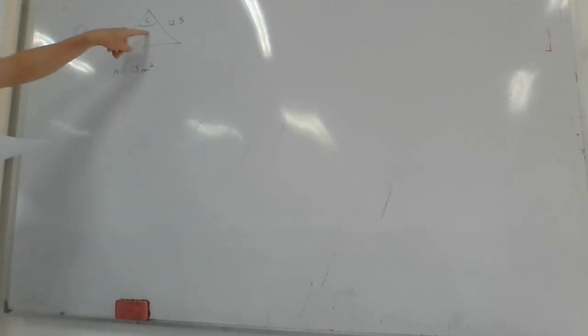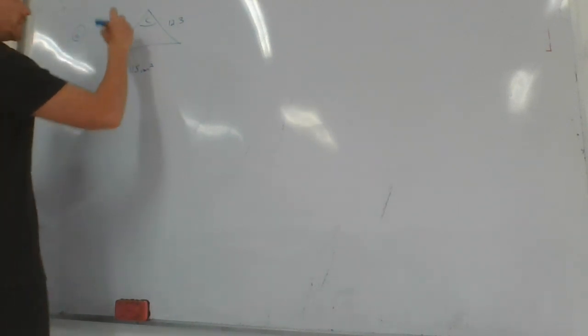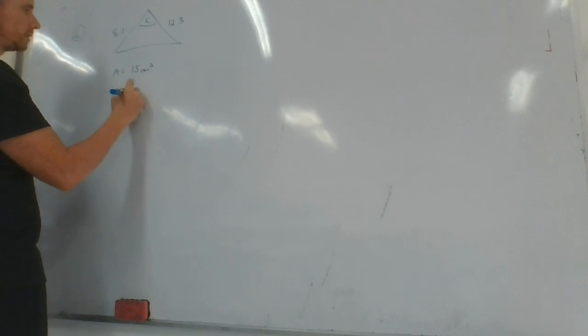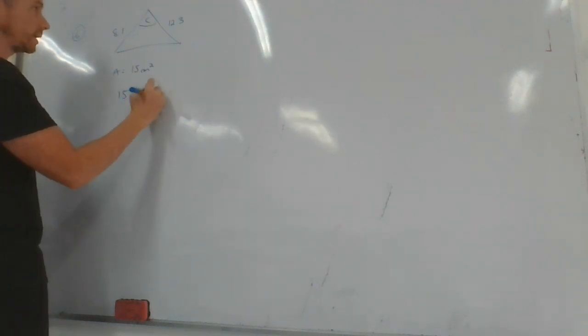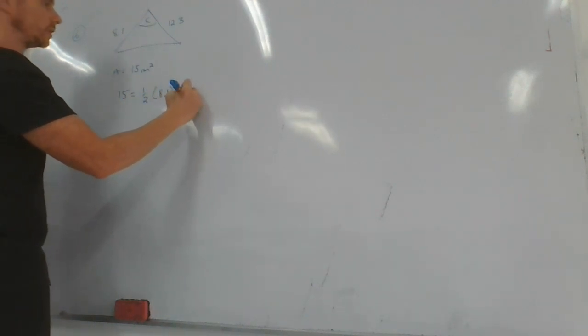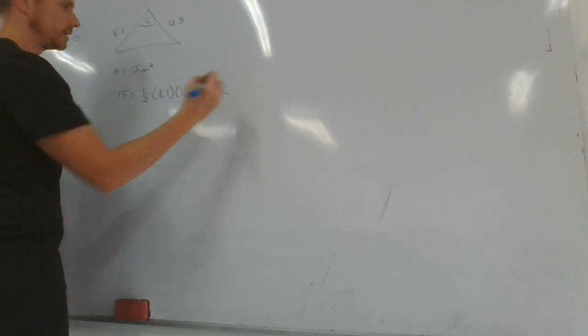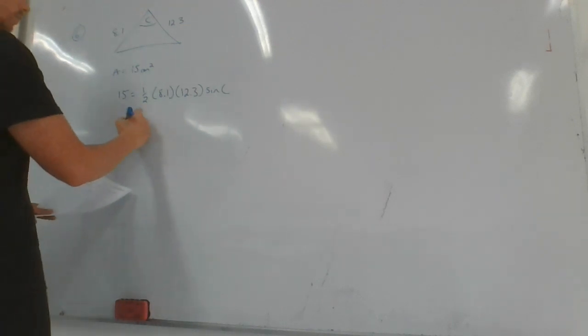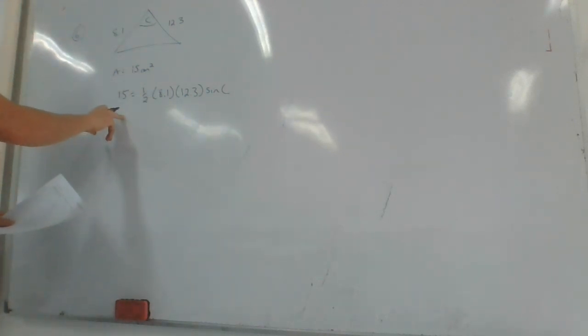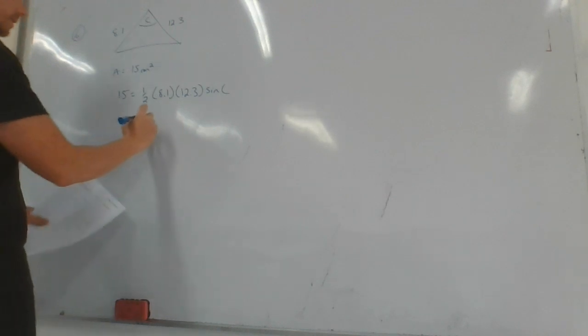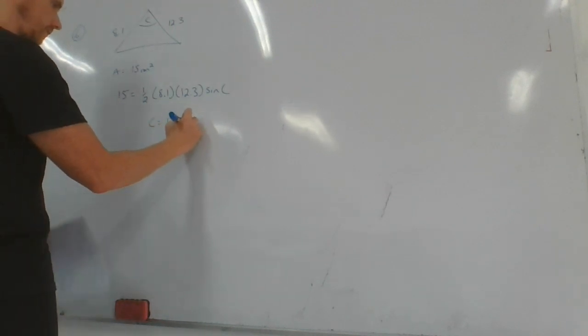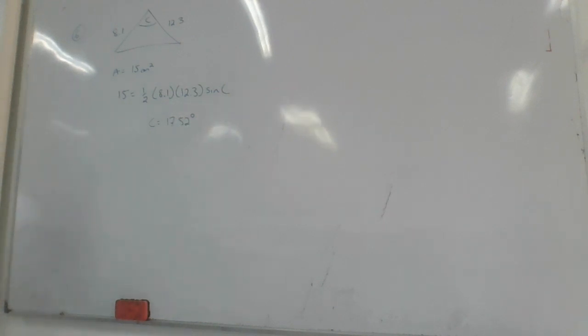Well, let's find that angle. Consider we have the area formula. We have sides either side of the angle. So area would be 15. It's a half AB sine C, a half 8.1, 12.3 sine C. Now you can work this out in radians or degrees. I actually did it in degrees. So divide that then and do sine inverse, and you get C to be 17.52 degrees. Now, you want the largest possible perimeter.